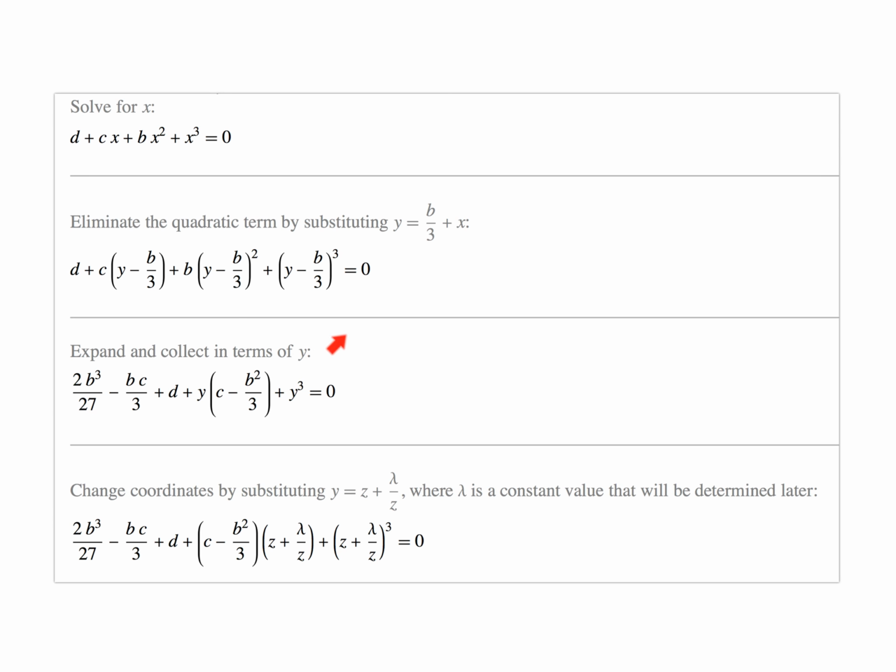Substitute it in, expand, and collect terms to change the coordinates by substituting another random thing. Well, it's not random. I don't know how they found it, but they found it. Now we have this giant thing here.